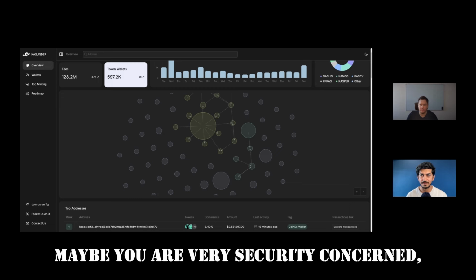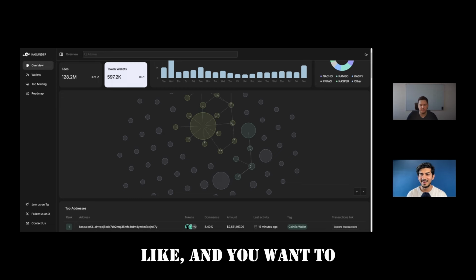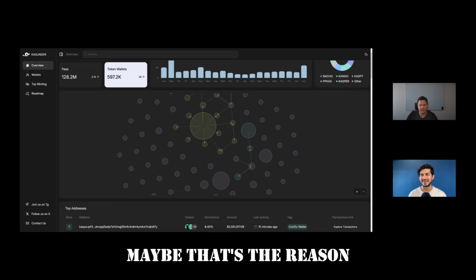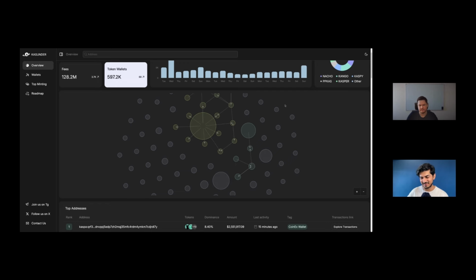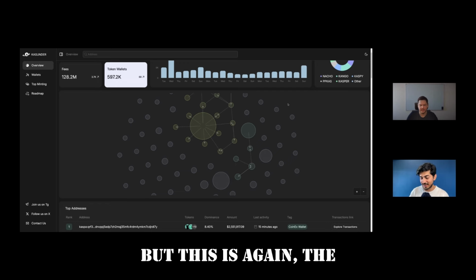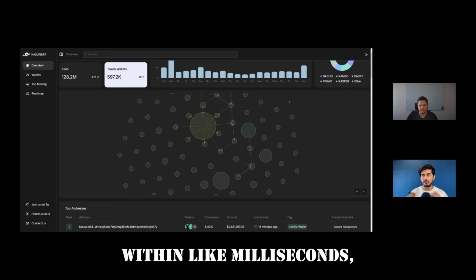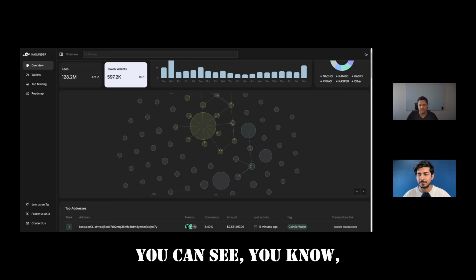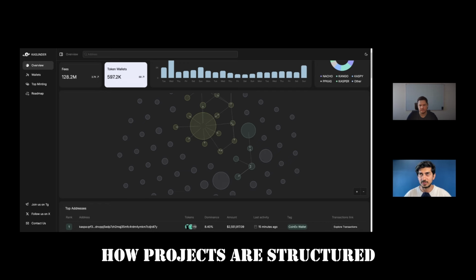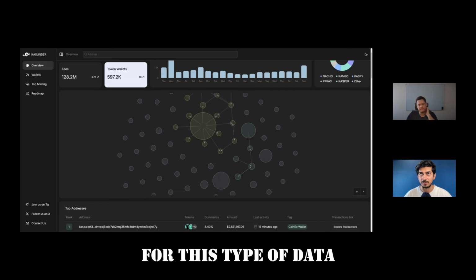To save. Maybe you are very security concerned, and you want to distribute it even more. Maybe. Right, that's the reason. Possibly, yeah, possibly. I mean, who knows, right? But this is, again, the research. You're providing a visual representation that within milliseconds you can see how projects are structured and where to go look for this type of data.